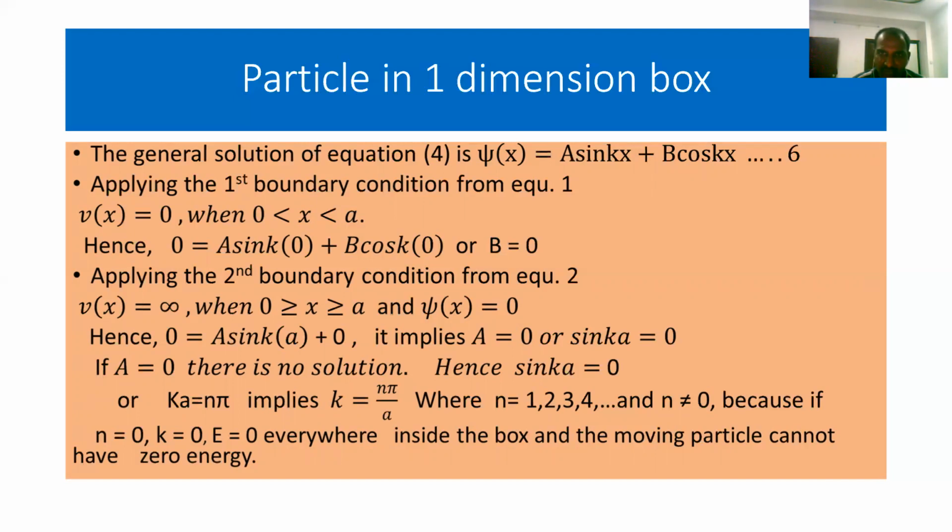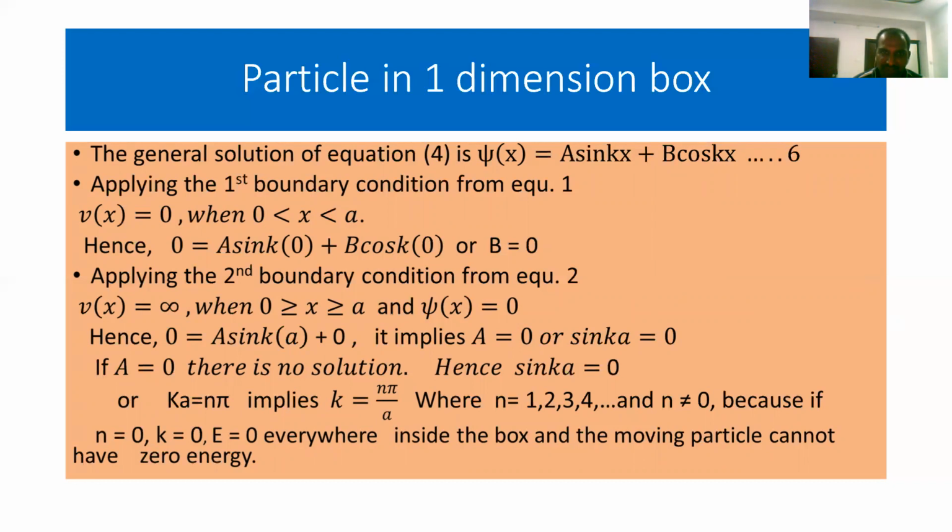Then to get the value of another constant which is present in the general solution, that is A, we have to apply the second boundary condition. By applying the second boundary condition, x = a also, we are getting the value of ψ(x) = 0. Hence, either A = 0 or sin ka = 0. But here we are taking sin ka as 0, because if A becomes 0, then there is no solution for the particle, but the particle is present inside the box. That's why we assume A is not equal to 0. As a result, sin ka = 0.